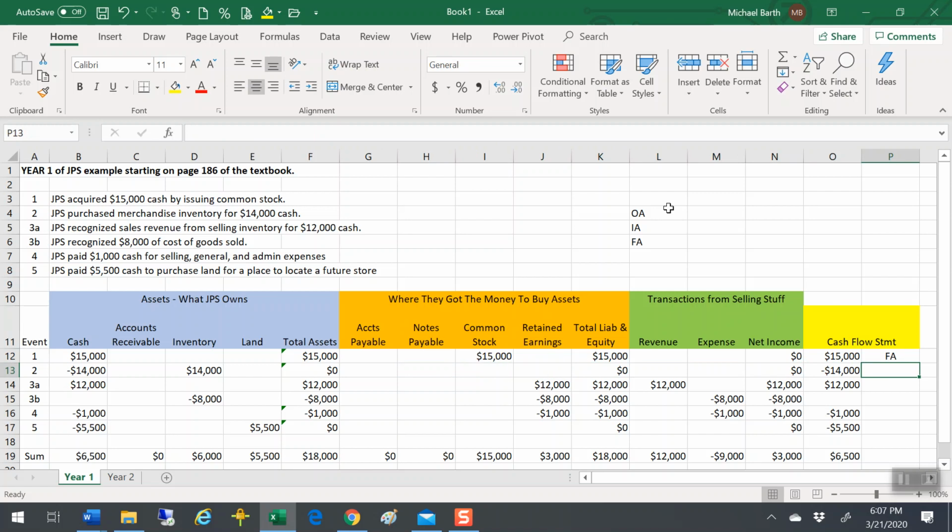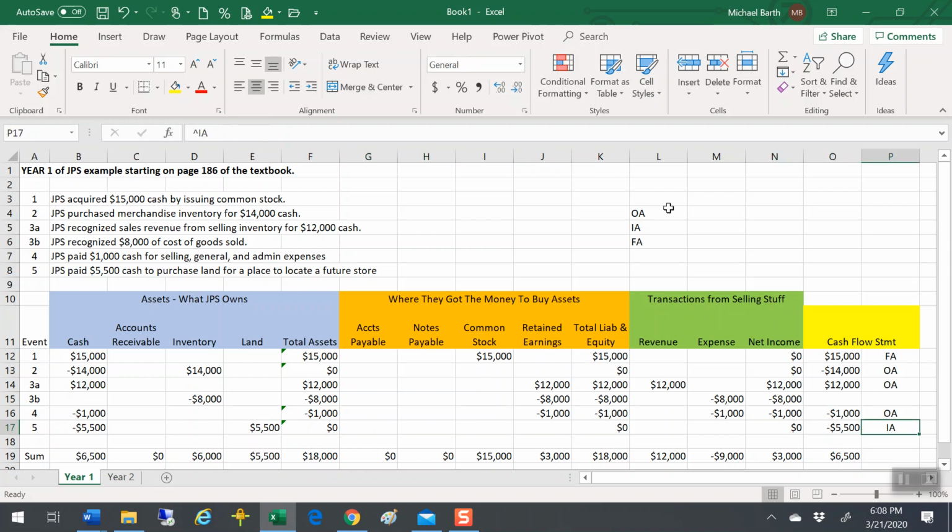There are going to be some others as we go along. The $14,000 of inventory we bought is an operating activity. The $12,000 of cash from revenue, that's an operating activity. The $1,000 that we spent on SG&A expenses is an operating activity. And the $5,500 that we paid for land, an investing activity. All right, so we've classified investing activities as long-term assets. The only one we're showing is land.